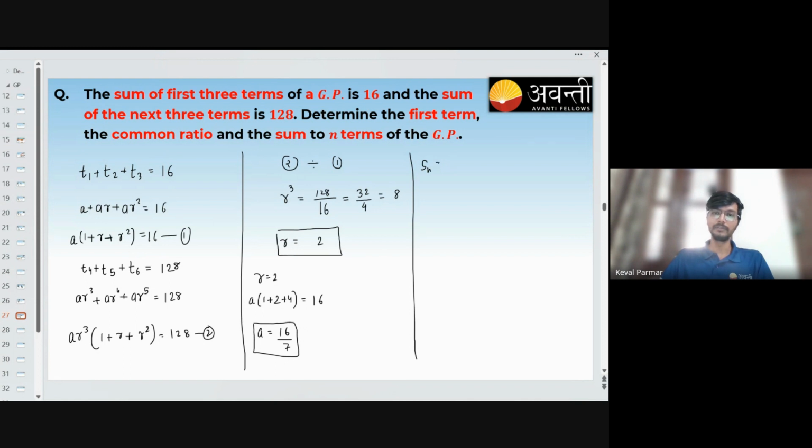So Sn will be equals to A into R raised to n minus 1 upon R minus 1. So 16 by 7 into 2 raised to n minus 1 upon 2 minus 1, लिखने की जरूरत नहीं है, 1 ही होता है ना वो तो. So this is my answer. So yeah, got it. Chalo, let's move to the next question.